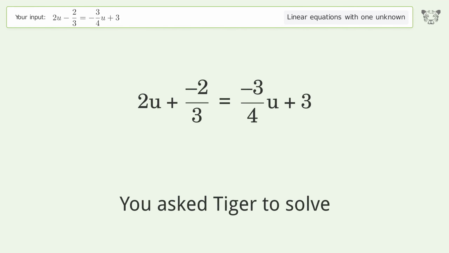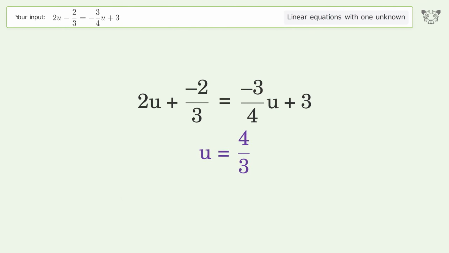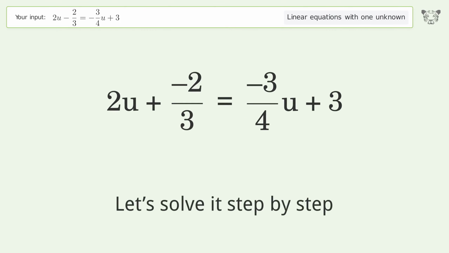You ask Tiger to solve this. It deals with linear equations with one unknown. The final result is u equals 4/3. Let's solve it step by step.